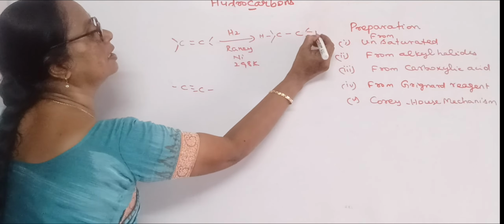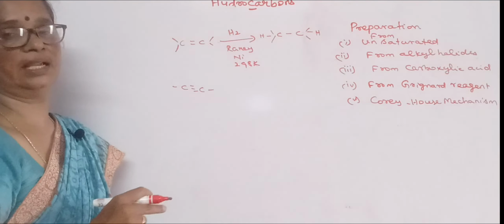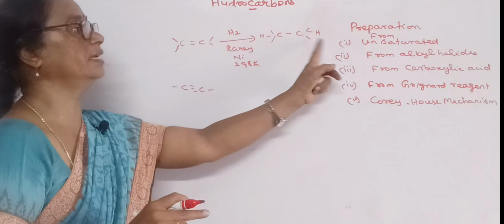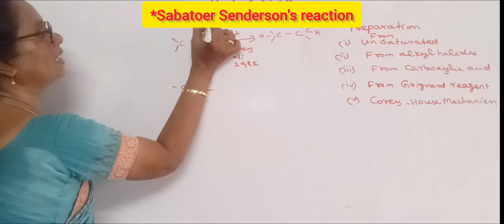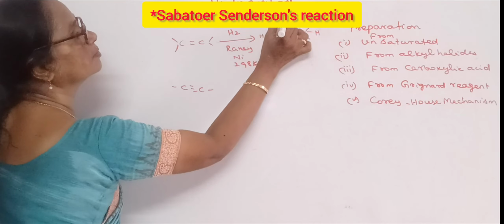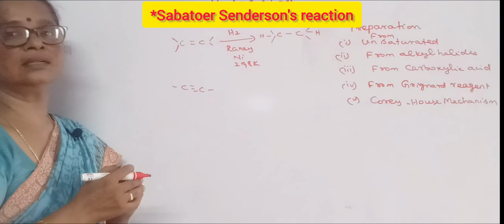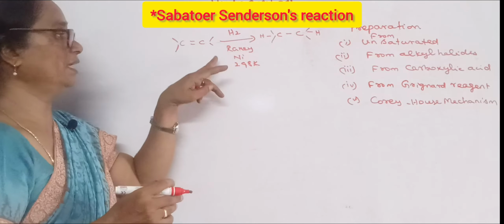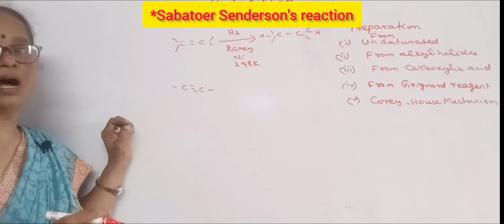C single bond C with H on each. So, the C double bond C is converted into CH-CH. That means both the doubly bonded carbon atoms get hydrogen in their structure. And this process is actually known as the Sabatier-Senderens reaction. The same reaction can be carried out even by using platinum or palladium instead of nickel. Those are said to be catalytic reduction of alkene.